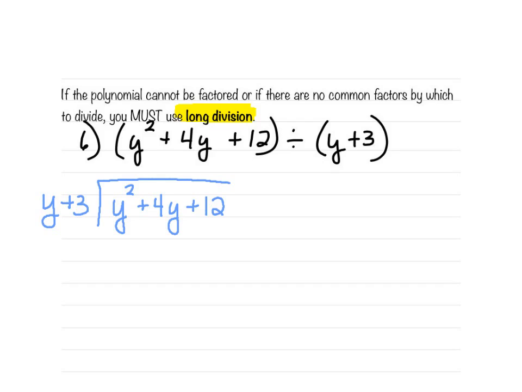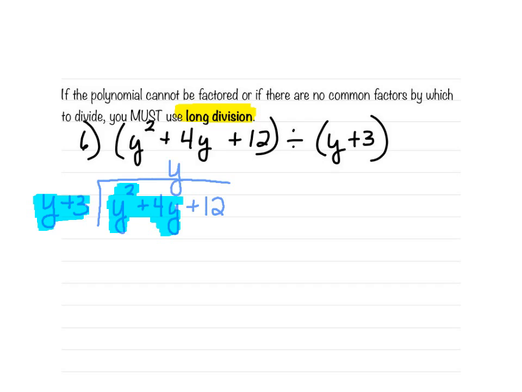So your first step is going to be, ask yourself, how many times does y go into y squared? In other words, y plus 3 times what, or y times what term would give us y squared? And because this expression has two terms, we know that y times y would be y squared, so we're going to place a y above that second term in the polynomial.